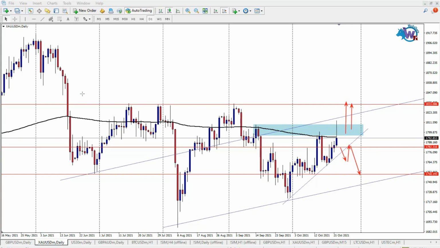So you guys, this is what I have in store for us. This is my view of the markets this week. So let's trade wisely and wait and see how it unfolds.